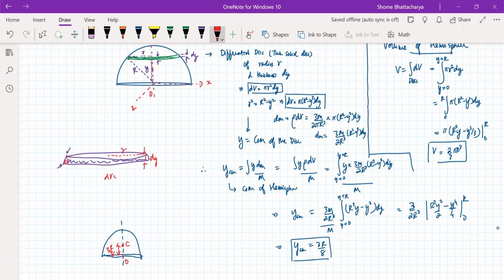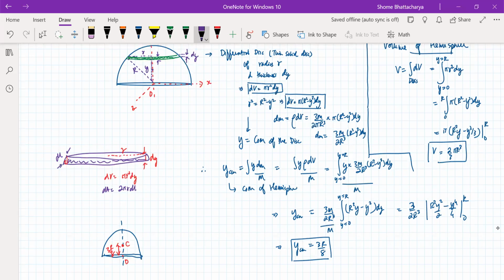So that's why the volume of this will be considered as pi r square dy. But on the other hand, if we were considering the surface area, then we would consider this dl. The area of this would be considered as 2 pi r into dl instead of dy. Got it. Thank you.